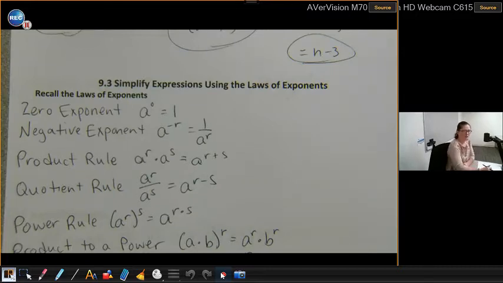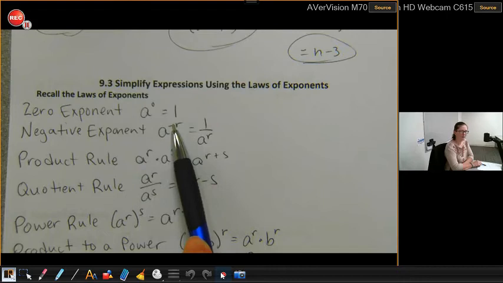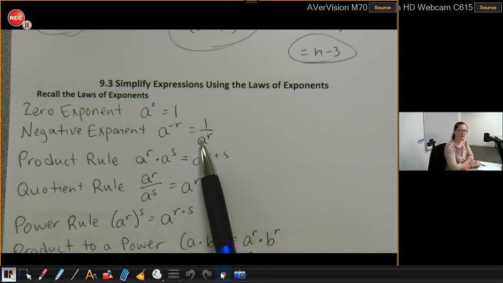Hello and welcome to section 9.3, simplifying expressions using the laws of exponents. First off, we're going to do a quick recap of the different laws of exponents. We have our zero exponent property, where anything raised to the zero power equals 1. Negative exponent: when you have a negative exponent, you move your term to the other side of the fraction and it becomes a positive exponent.